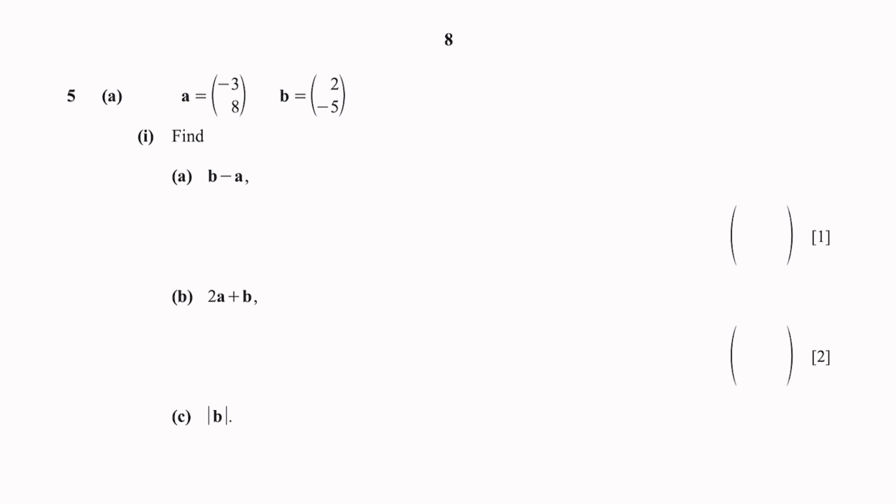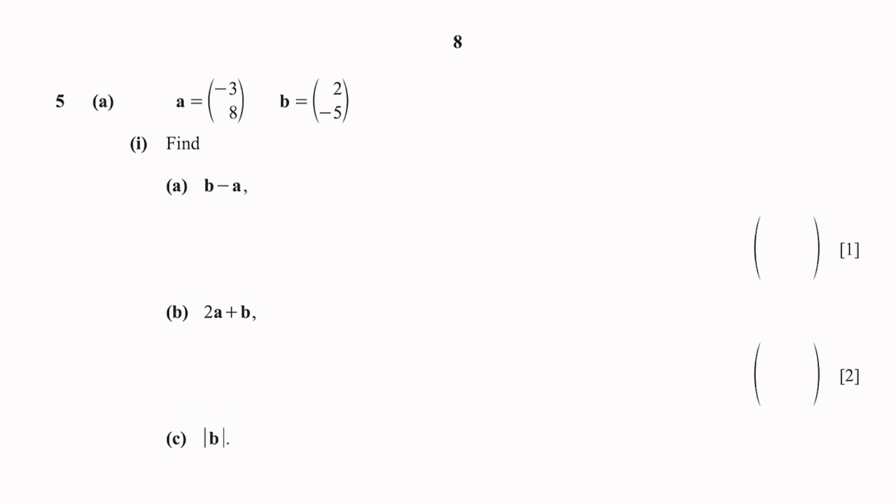Question 5. Find b minus a. So b is (2, -5) and a is (-3, 8). 2 minus minus 3 is 2 plus 3, and minus 5 minus 8, you will get 5, minus 13.